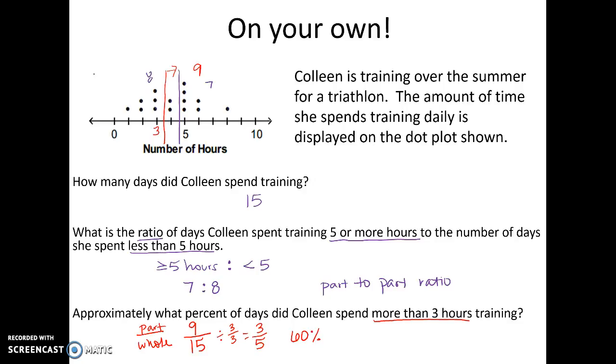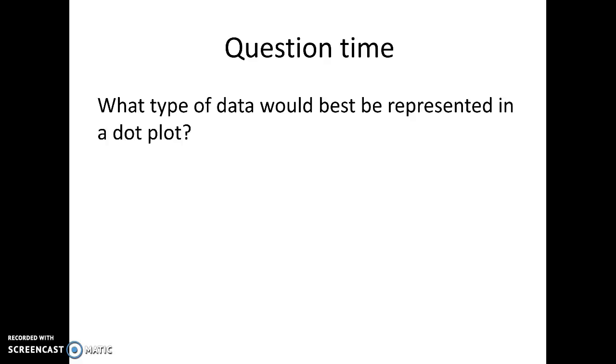Okay, so now let's move on. So what type of data would best be represented in a dot plot? So we already took a look at several options. We did some with numbers of households, some with hours. I've seen some with heights. So for me, I think that frequency is the best type of way that we would present information in a dot plot. So like the number of occurrences or the number of times that something happens. That's a great example of how to do it. So I'm going to go ahead and put frequency.